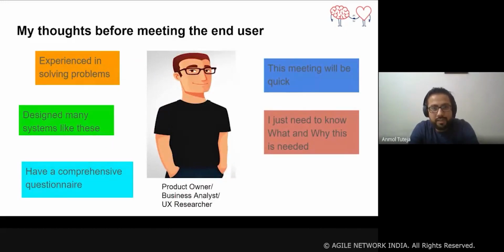So when I went to meet the end user, these were the perceptions I had. I'd done many such applications before, workflow kind of applications where you have a form, you fill it up, you submit it, and that was the mindset I had. I designed many applications like that before for other business needs and workflows. I had a questionnaire in mind which I had to ask.